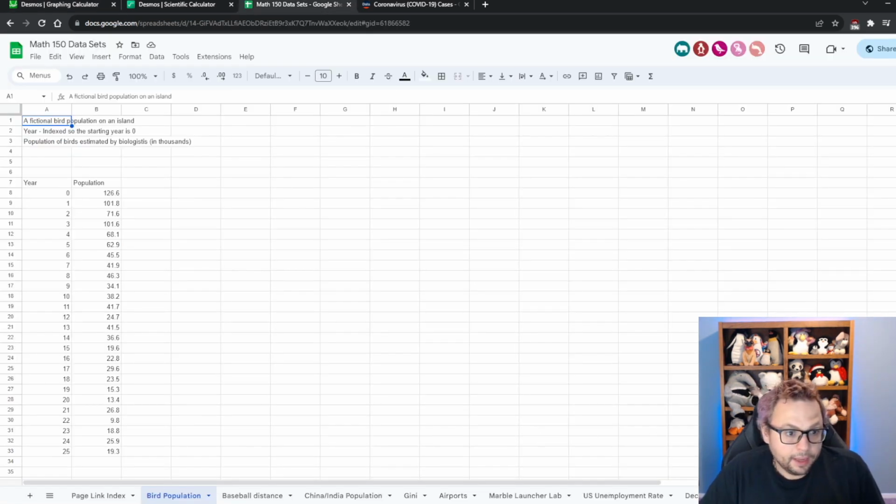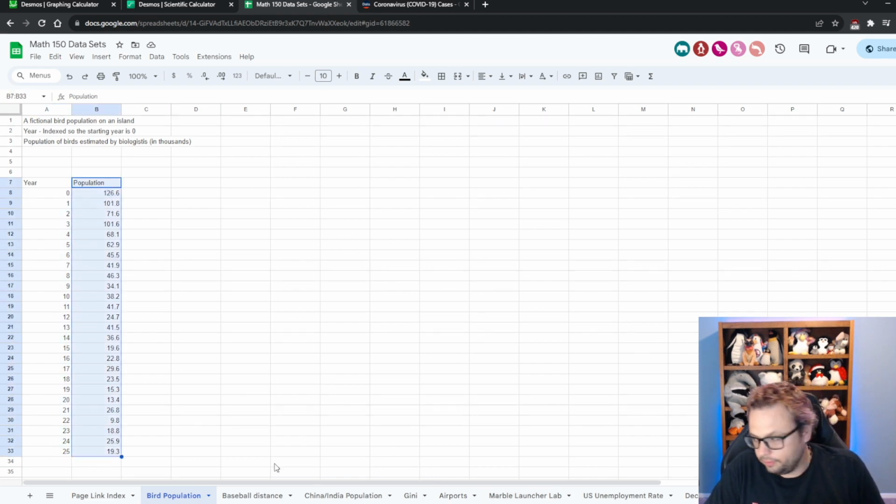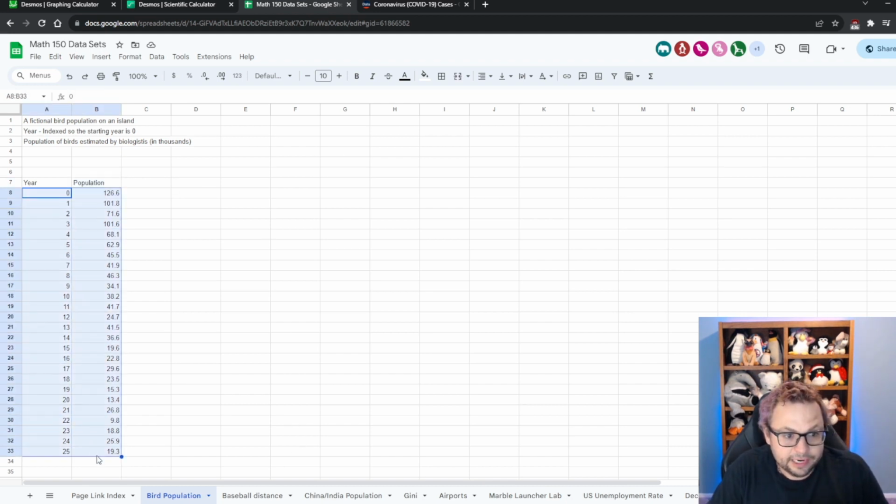All right. Next, we're going to look at this data concerning the population of endangered birds on an island. So this data is giving you a series of years, 0, 1, 2, up to 25. So this is 26 years worth of data. It's giving you their population in thousands. So 19.3 is not 19 and a third of these birds. It's 19,300 of these birds. And so we have biologists here estimating their population in each year.